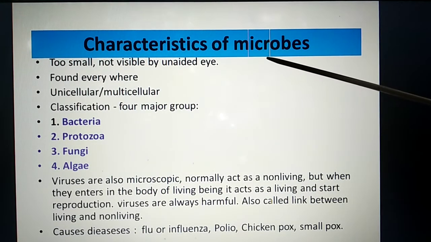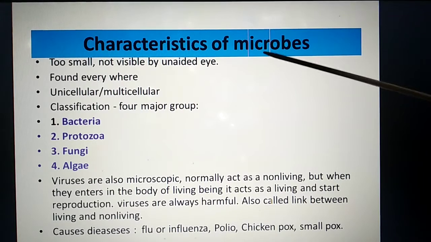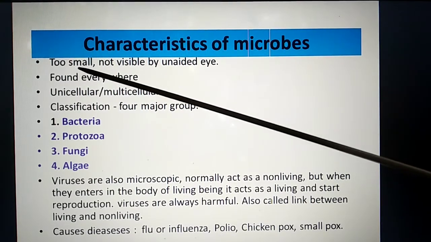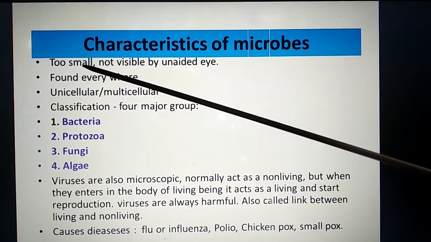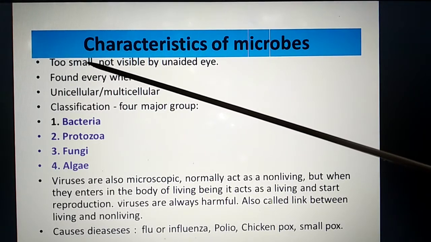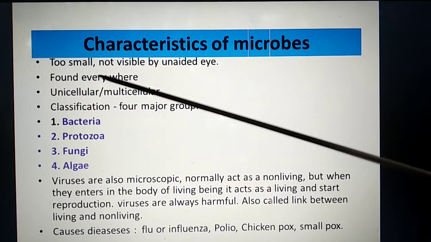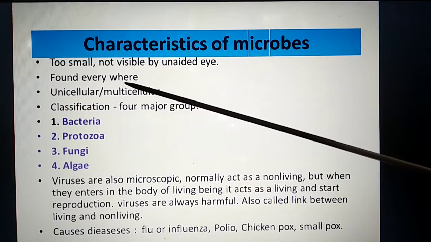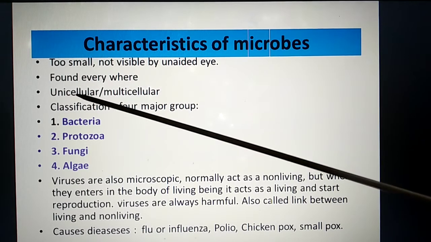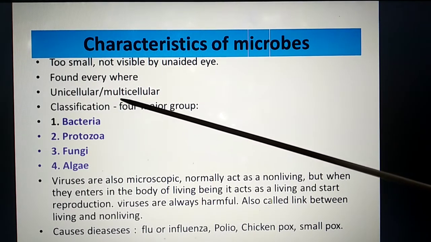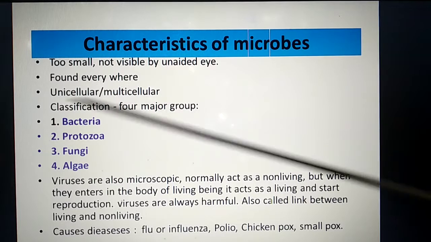Characteristics of the microbe. Now, what are the characteristics of the microbe? Microbes are too small. As I told you earlier, they can be seen only through the microscope. They are not visible to the unaided eye. Second, they are found everywhere. They may be in the water, air, land, everywhere. They may be unicellular and they may be multicellular.